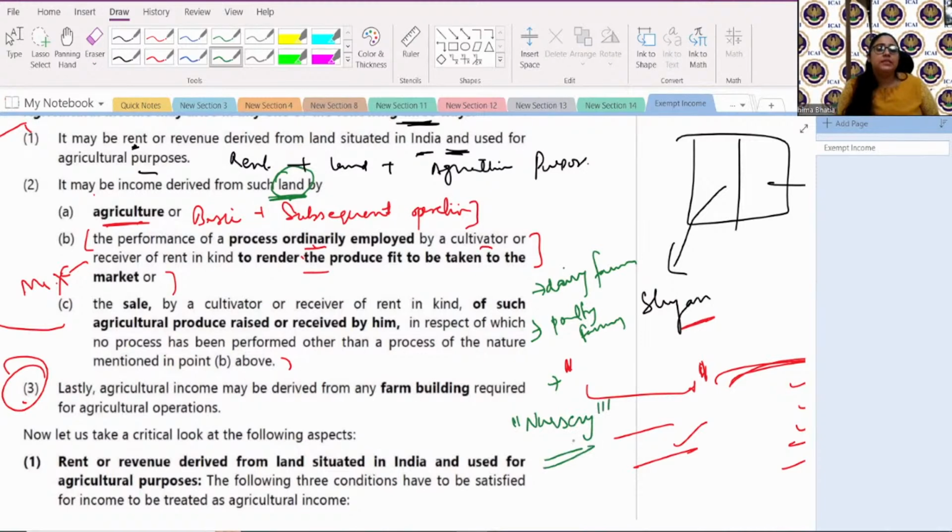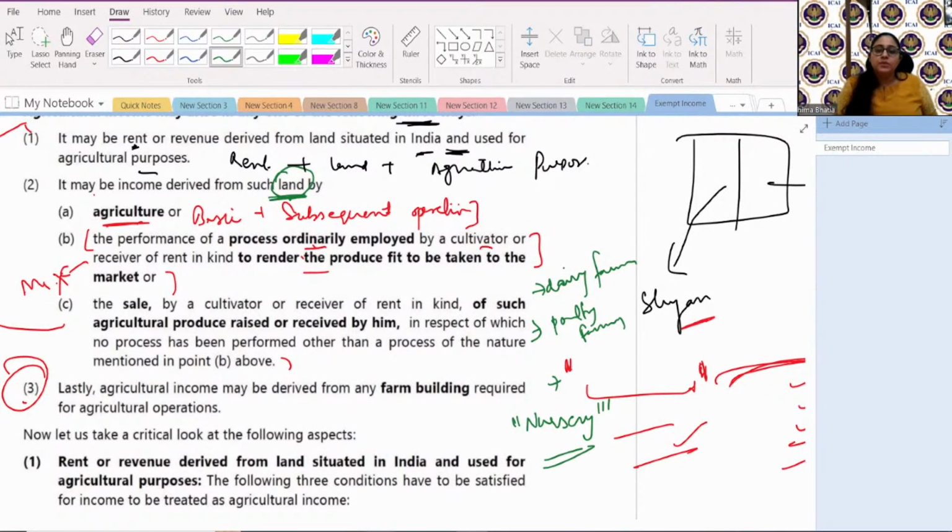Nursery का sale is agricultural income. Now you will ask, ma'am, nursery में क्या होता है? Have you seen a nursery? Have you visited a nursery ever? What happens is there is this particular greenhouse करके area होगा where small saplings of plants are there, and then they give you that sapling. Then you put it in your pot at your home or wherever you like, and you grow it.